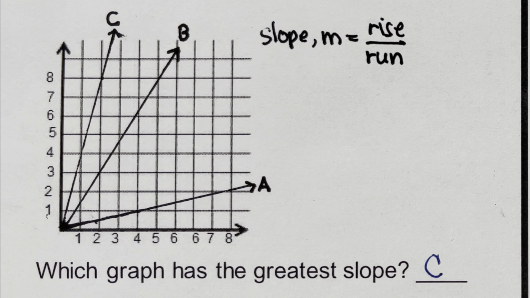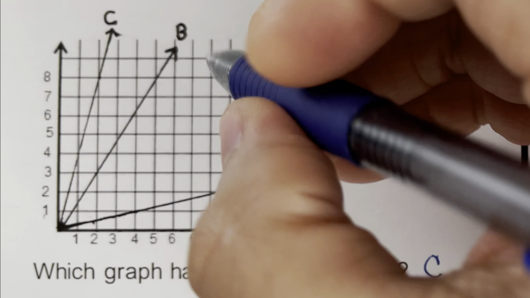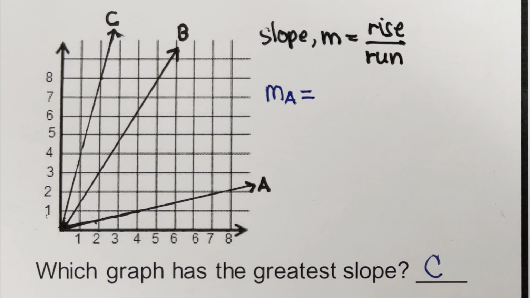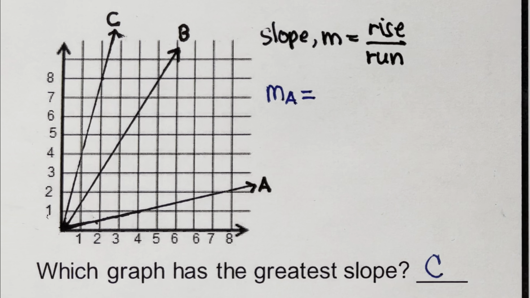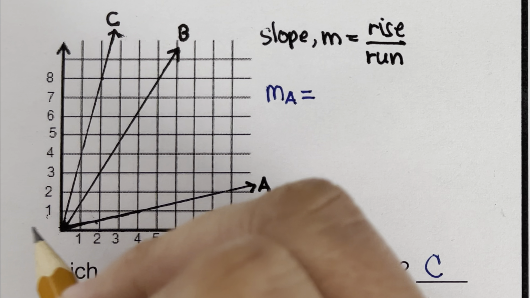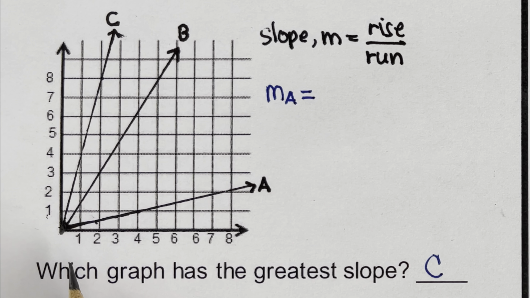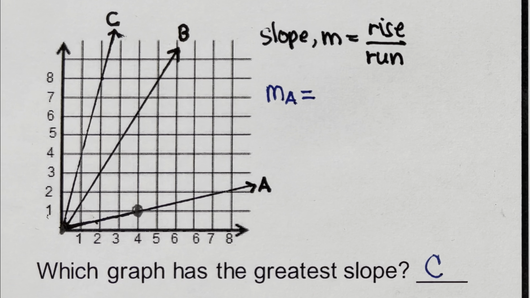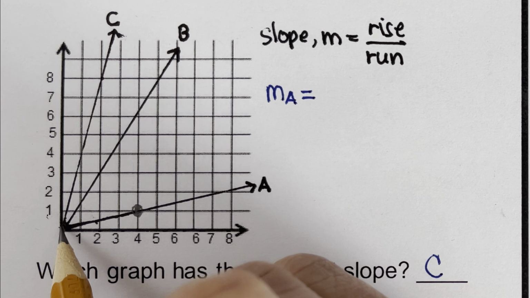Okay, now we are going to determine the slope of line A first. So I'm just going to go ahead and write M of A. This means that's the slope of line A. Again, the formula is rise over run. So we are going to look for lattice points. This is our first lattice point right here. Then we trace line A to look for the second lattice point, which is located right here. So the slope is going to be up and over, or rise over run.